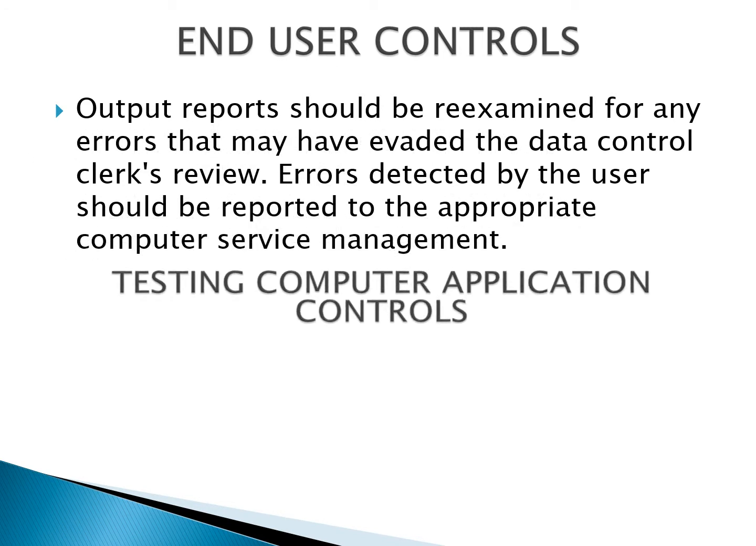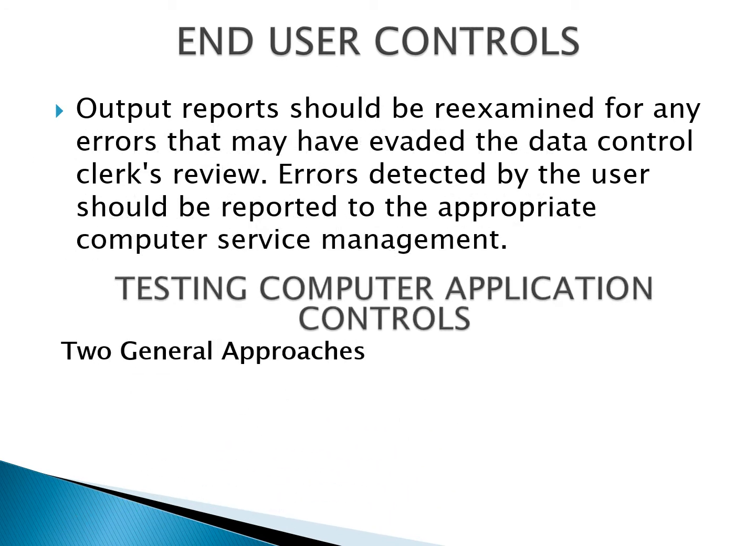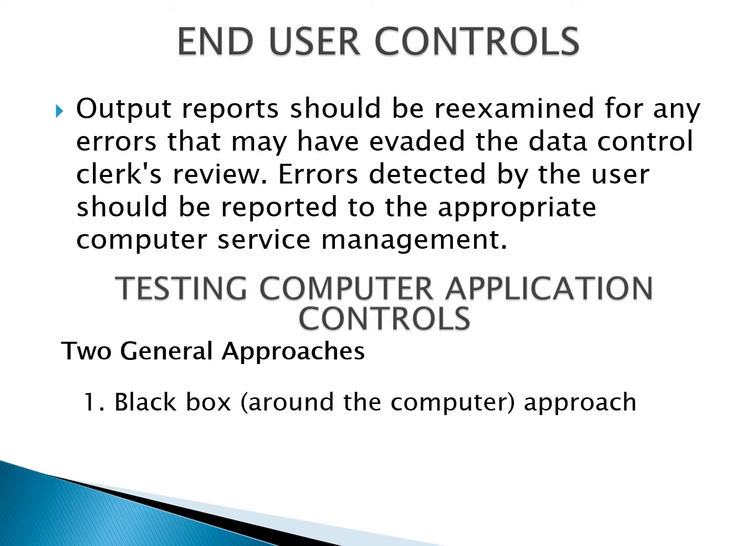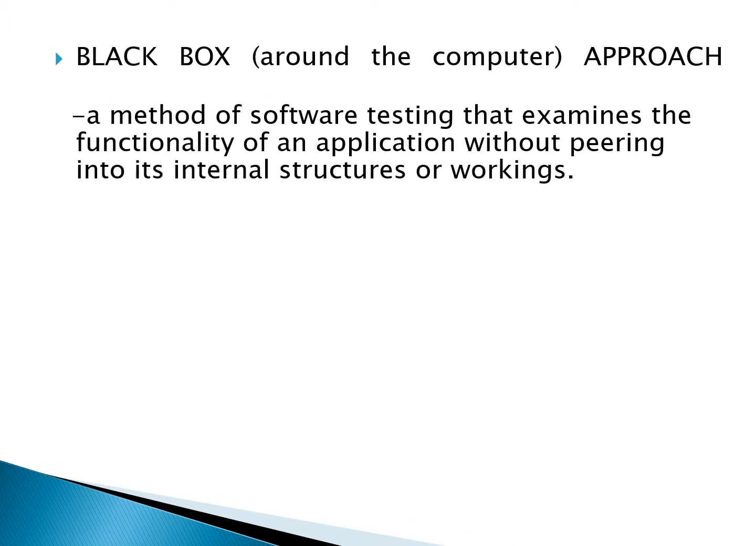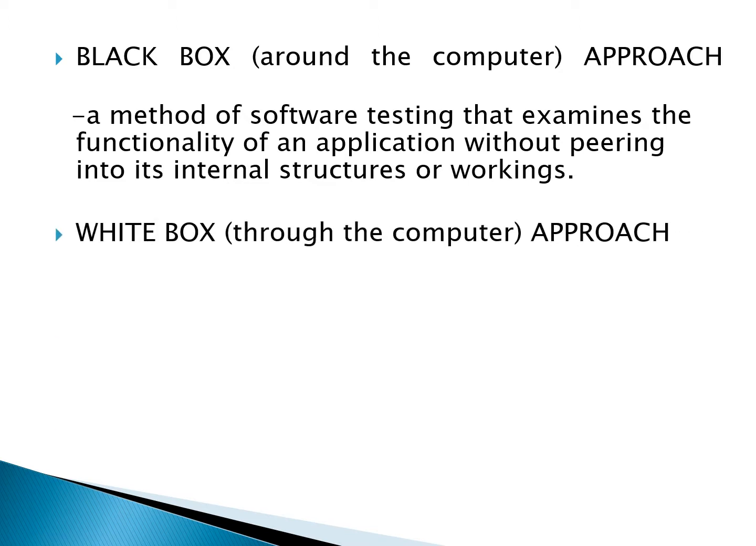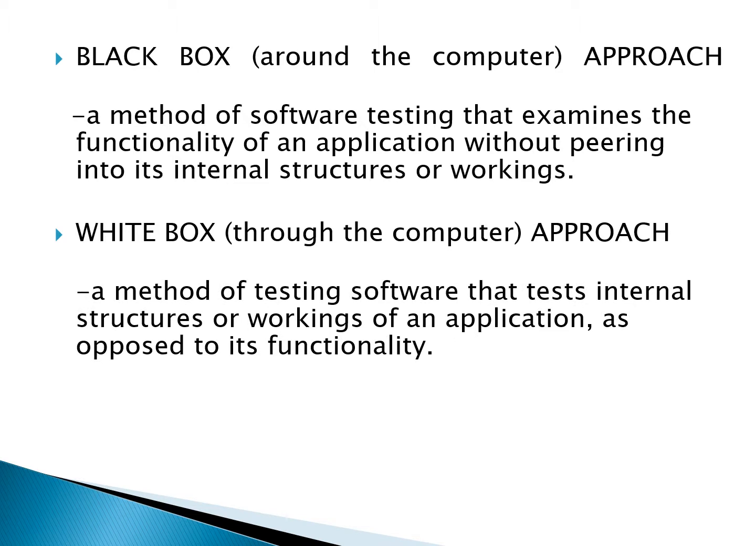Testing computer application controls. There are two general approaches: the black box approach and the white box approach. The black box approach is a method of software testing that examines the functionality of an application without peering into its internal structures or workings. The white box approach is a method of testing software that tests internal structures or workings of an application as opposed to its functionality.